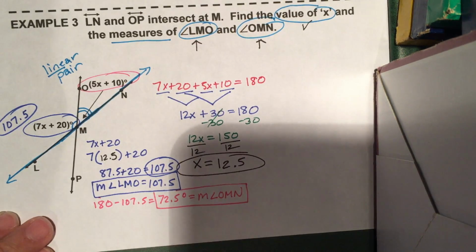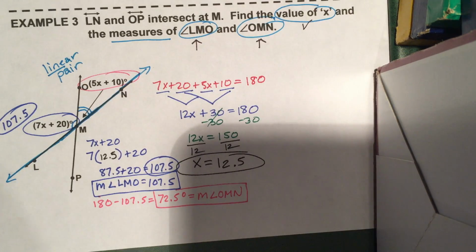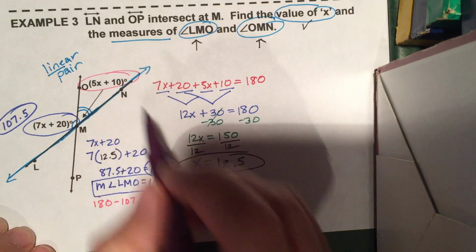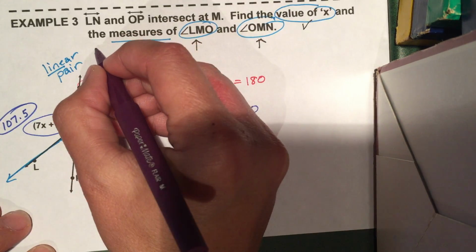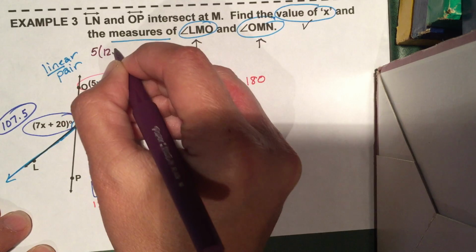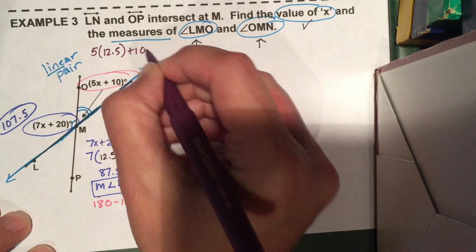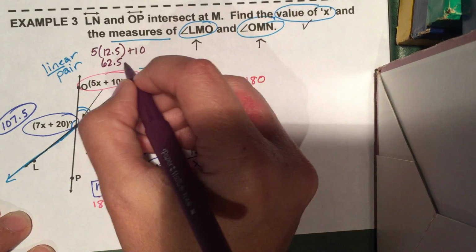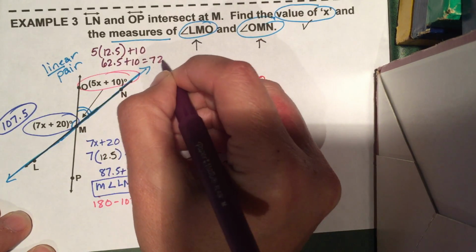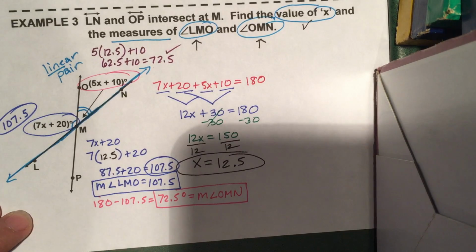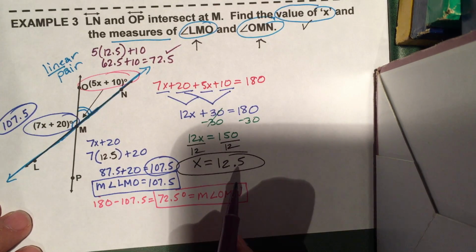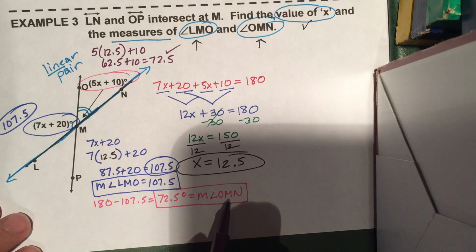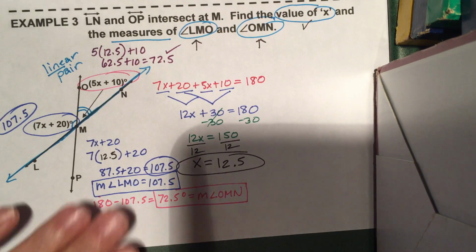However, I want to check this and make sure I got the right answer, make sure that 12.5 is legitimate. So I'm going to take the 5x plus 10 up here, and I'm going to have 5 times 12.5, plus 10, just to check my answer. And this is 62.5 plus 10, which is indeed 72.5. So that's how you find your answers. x is 12.5, LMO is 107.5, and OMN is 72.5.